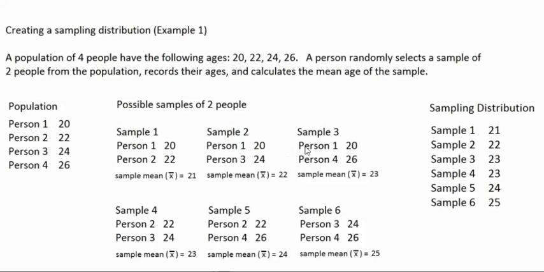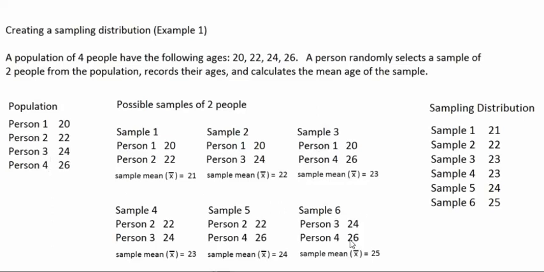Then what I did was I moved down to 2, and I did 2, 3, and 2, 4. That gave me sample 4 and sample 5. Then finally I went to 3, and I paired 3 and 4. That's the last possible sample.